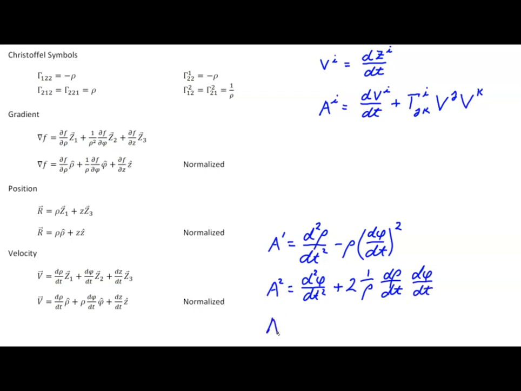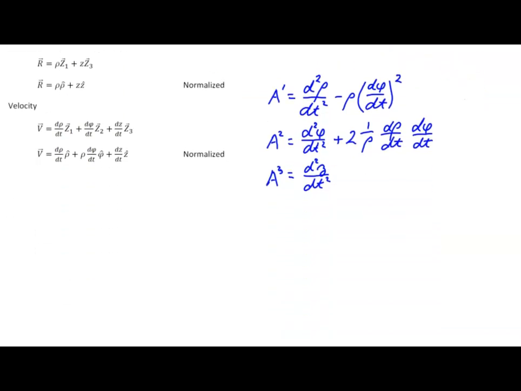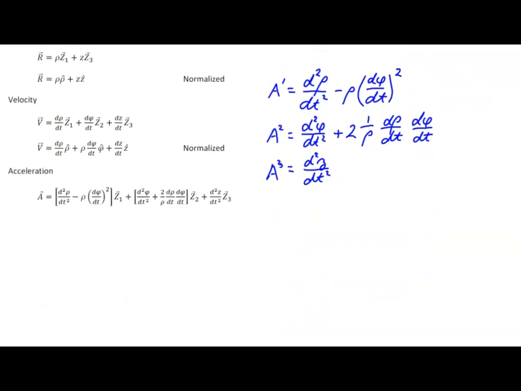And finally, our third component is going to be equal to dv3 dt. Well, that's dz dt. So that's the second derivative of z with respect to t. And this time there are no Christoffel symbols with a 3 in the upper position, so this term stands alone. All right, and those should be the components of our acceleration. And that's what we see right here. You see this term is here, this term is here, and this term is here.